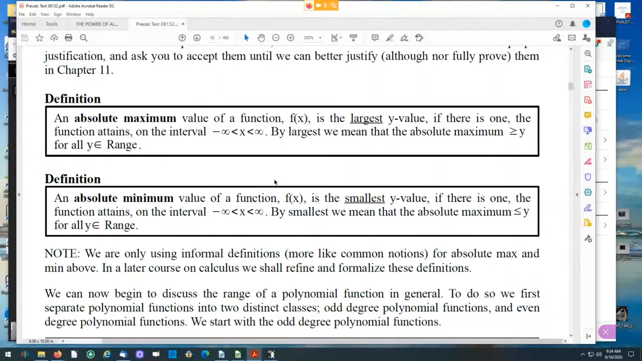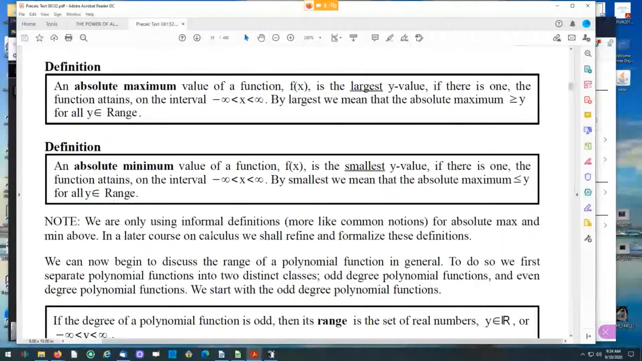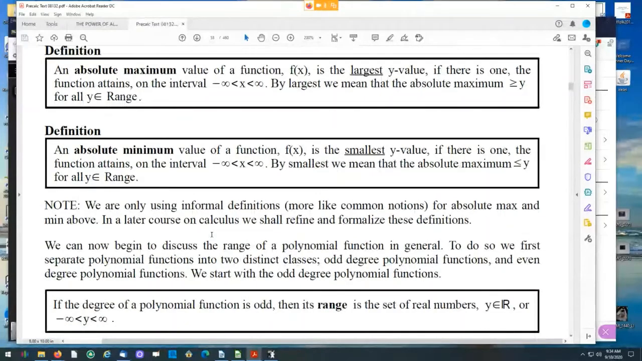And it's the value that the function obtains on the interval as x goes from minus infinity to infinity, meaning the entire domain of the polynomial function. And by largest, the absolute max is greater than or equal to y for all the other y that are in the range. In a similar fashion, we have an absolute min, where it's the smallest value. So very similar throughout the domain, excuse me.